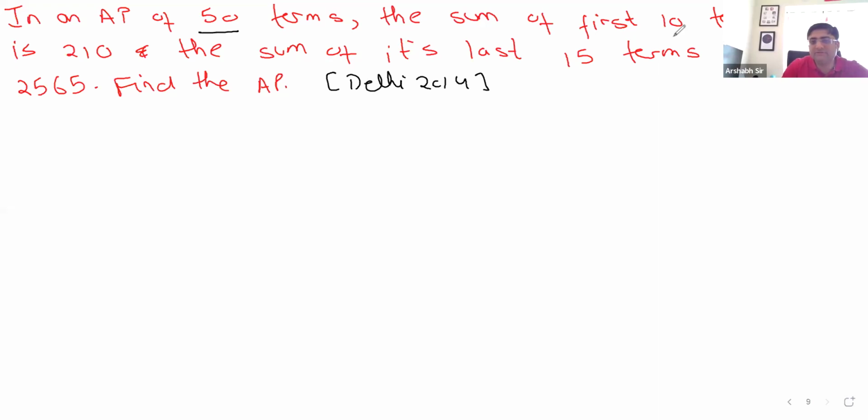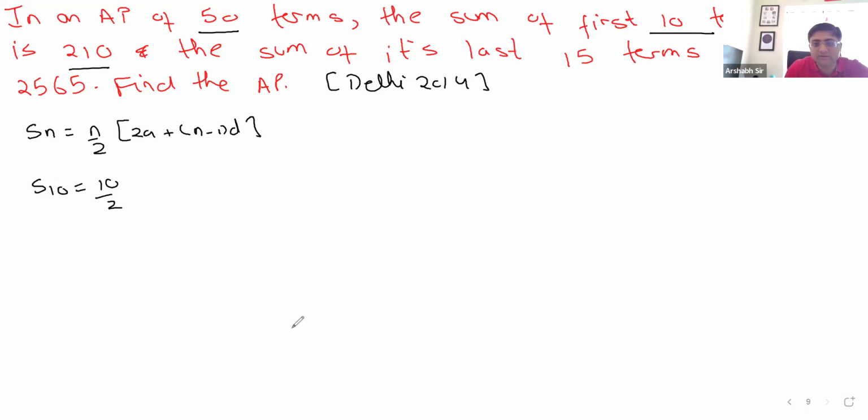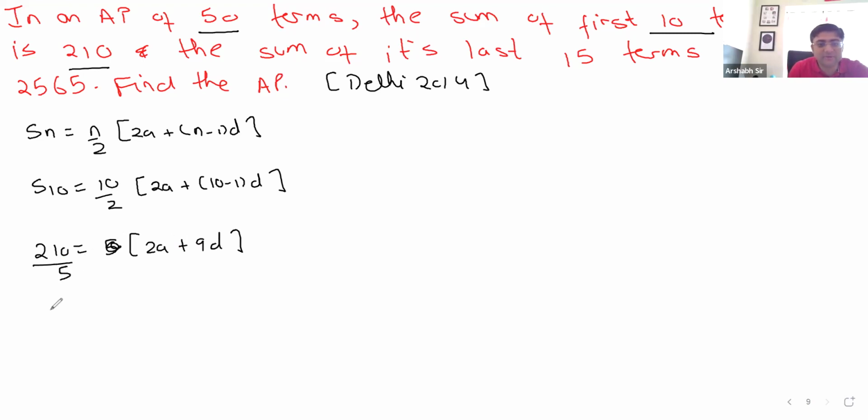In an AP of 50 terms, the sum of first 10 terms is 210. तो हम क्या बोलेंगे? Sum of n terms is n by 2 into 2a plus n minus 1 times d. हम ये फॉर्मूला लगा सकते हैं। तो sum of 10 terms is 10 by 2, right? Very good, Ashish. n by 2 into 2 times a plus 10 minus 1 times d. So sum of 10 terms हमें क्या दिया? 210 is equal to 5 times 2a plus 9d. इस 5 को यहाँ ले आओ, तो 42 is equal to 2a plus 9d. आपको ये इक्वेशन आ गया बेटा?